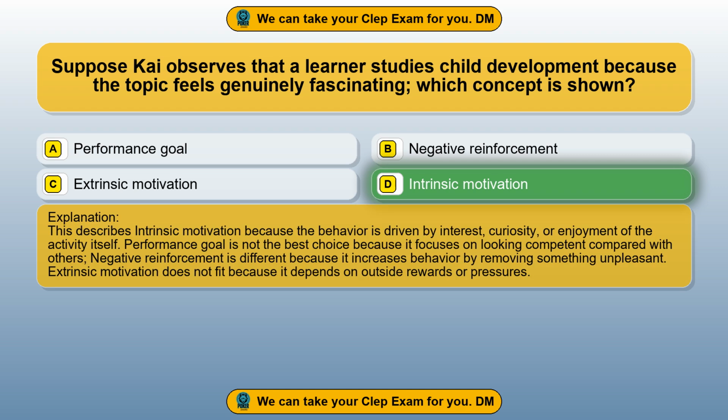This describes intrinsic motivation because the behavior is driven by interest, curiosity, or enjoyment of the activity itself. Performance goal is not the best choice because it focuses on looking competent compared with others. Negative reinforcement is different because it increases behavior by removing something unpleasant. Extrinsic motivation does not fit because it depends on outside rewards or pressures.